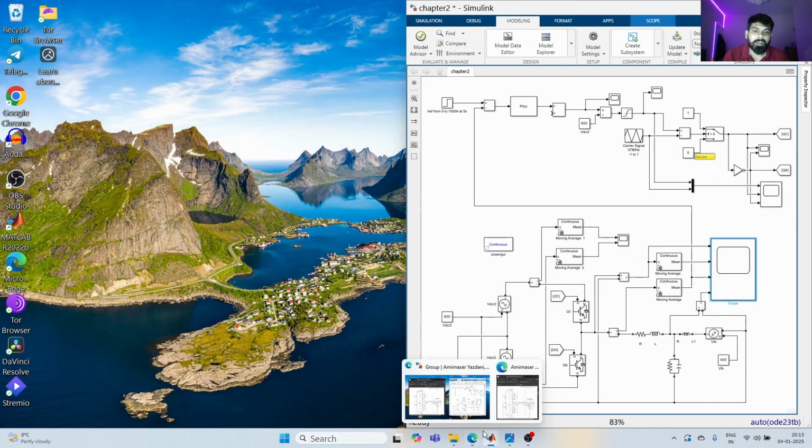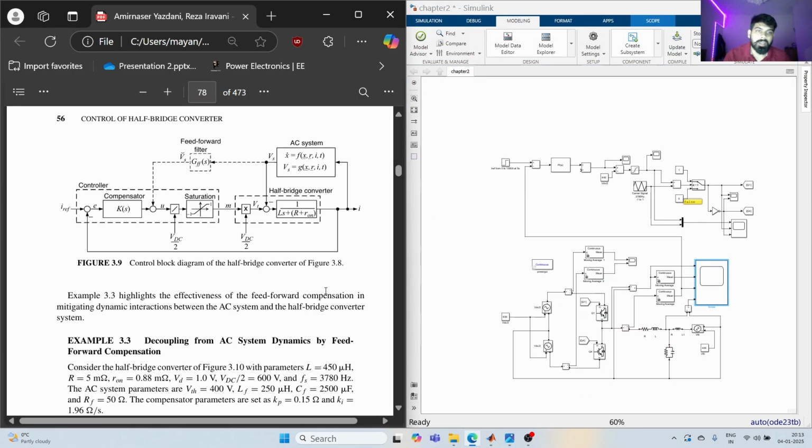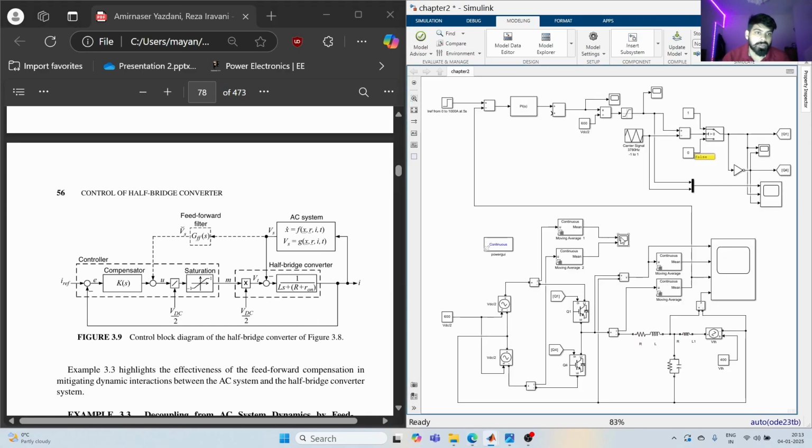Now what if we have the information of the AC system and we manipulate our controller in such a way that it knows these are the characteristics of the AC system? It has very poor damping characteristics, and you take that into account and reduce the oscillations in my power or my current. So how can we do that?